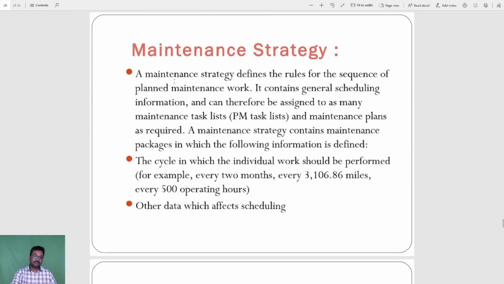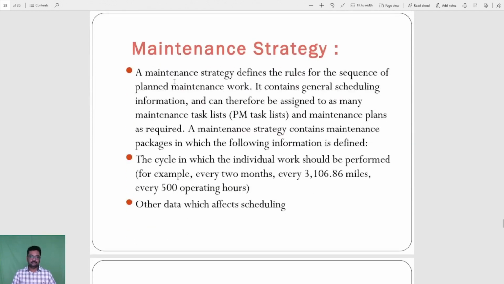Then maintenance strategy. The maintenance strategy also contains the general information about what tasks are going to be performed, and this strategy is very, very essential.